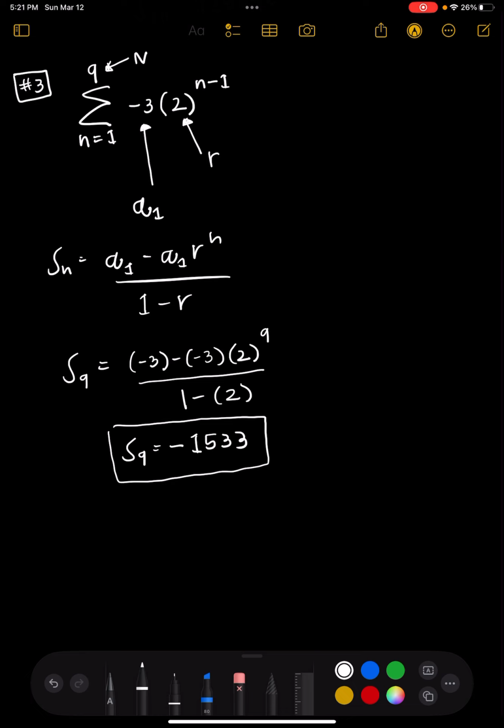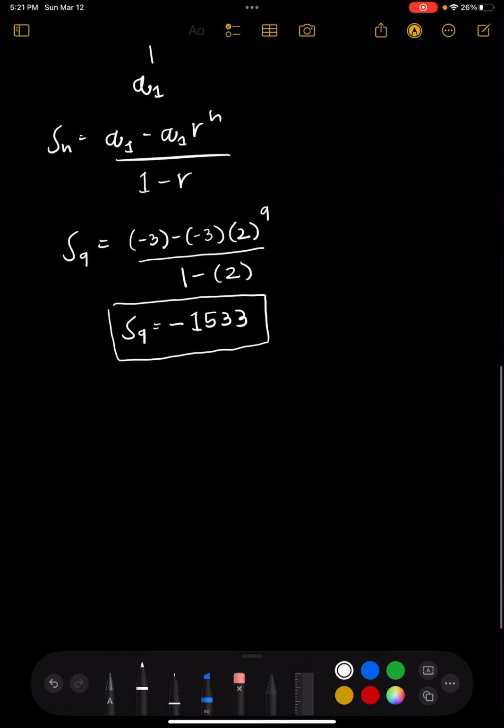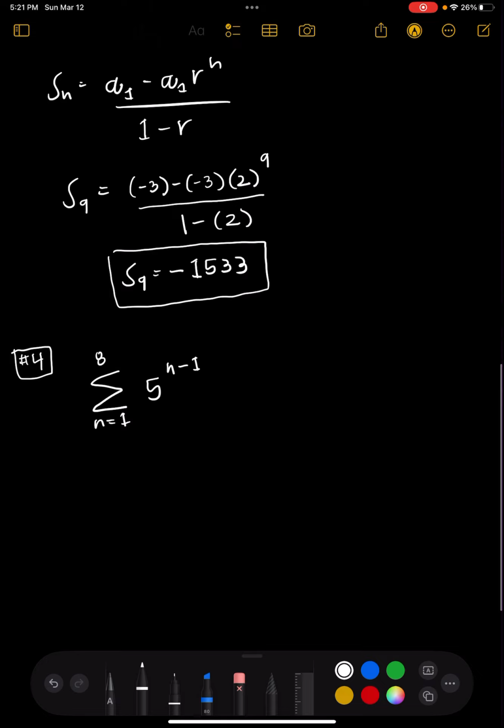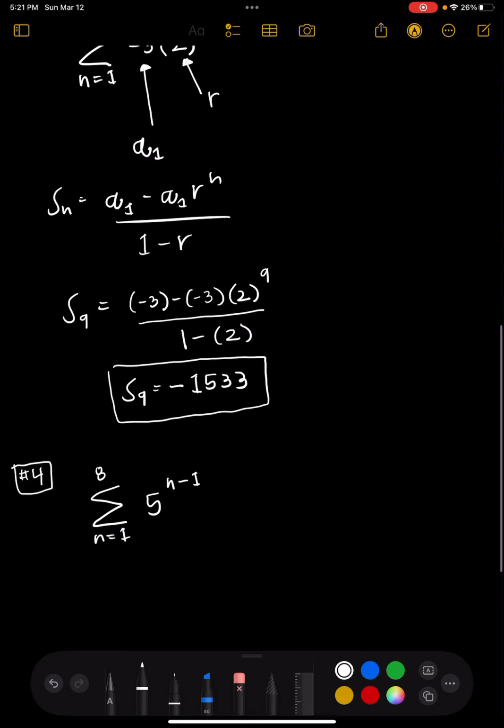So now, let's do the fourth example. And the fourth example is the same sigma notation. So in this one we have n equals 1 on the bottom, which just means we're starting from the first term, and then 8, which means we're going to find the first 8 terms of 5 to the power of n minus 1.